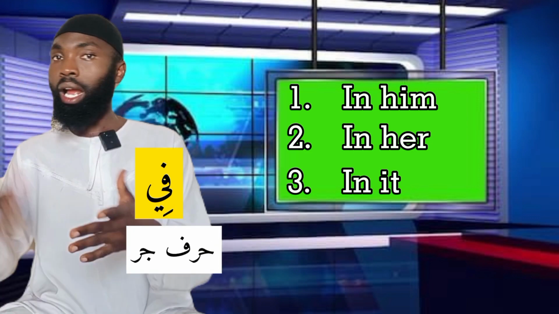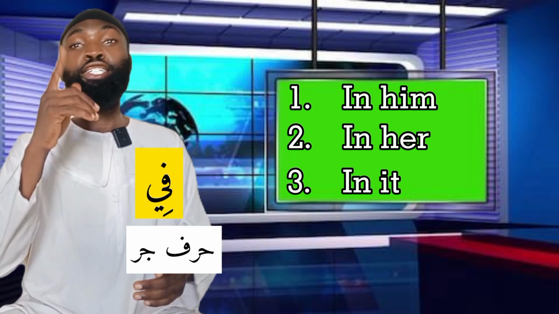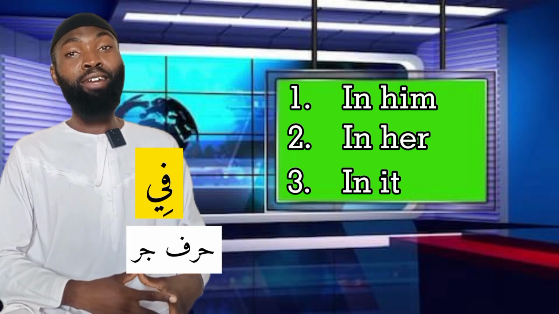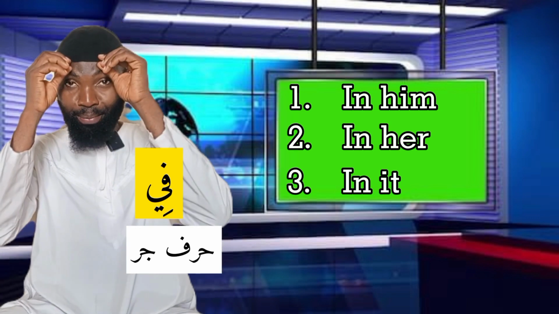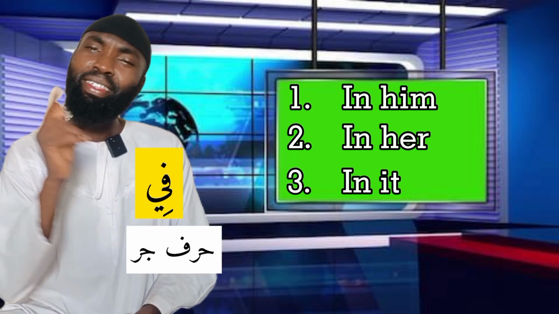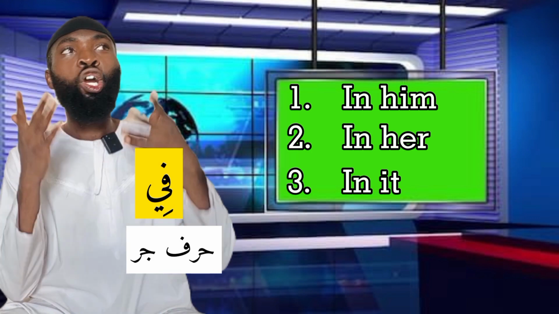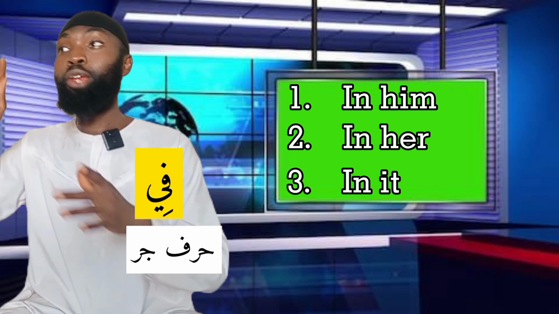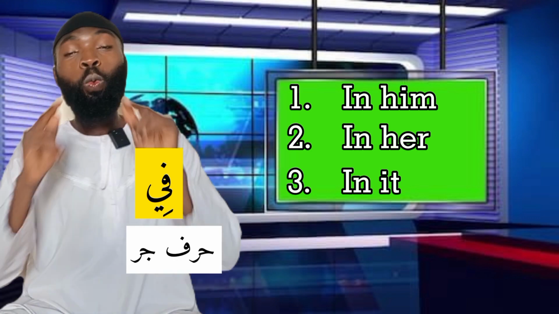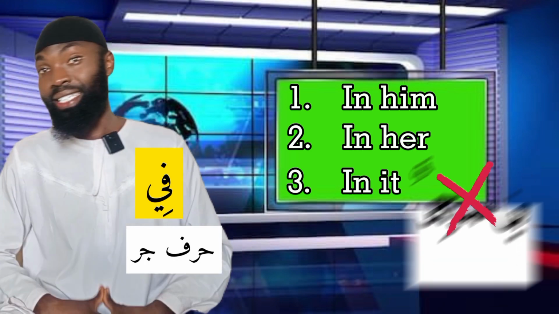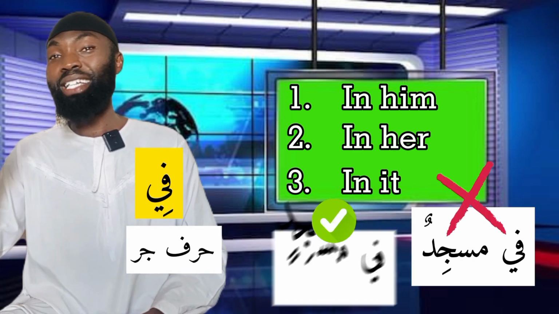And fi is called harful jar, which means a preposition. But this preposition is used to drag the Arabic nouns into their genitive case. What is the genitive case? The genitive case simply means Arabic nouns carrying the kesra. What is kesra? The diacritical sign, which is usually a dash under a word. So when you have fi coming, the next word after it will appear with the kesra. So it is wrong for you to say fi masjidun, "in a mosque," rather you say fi masjidin.